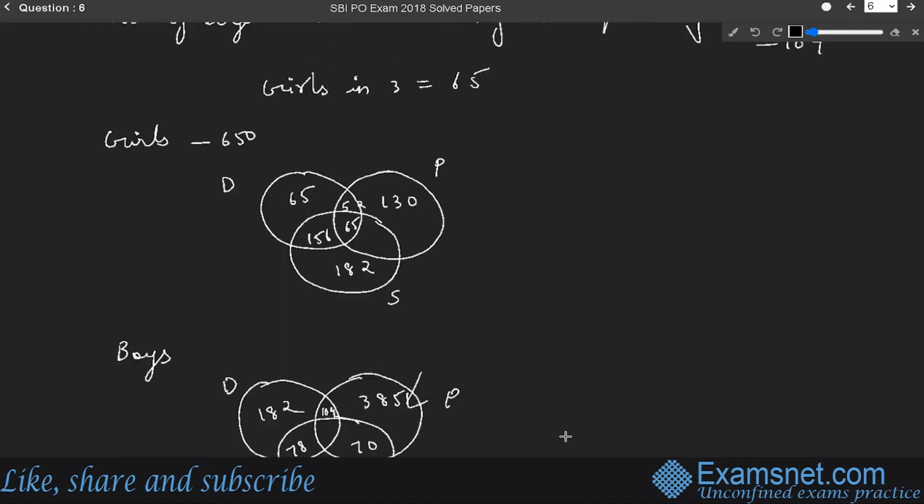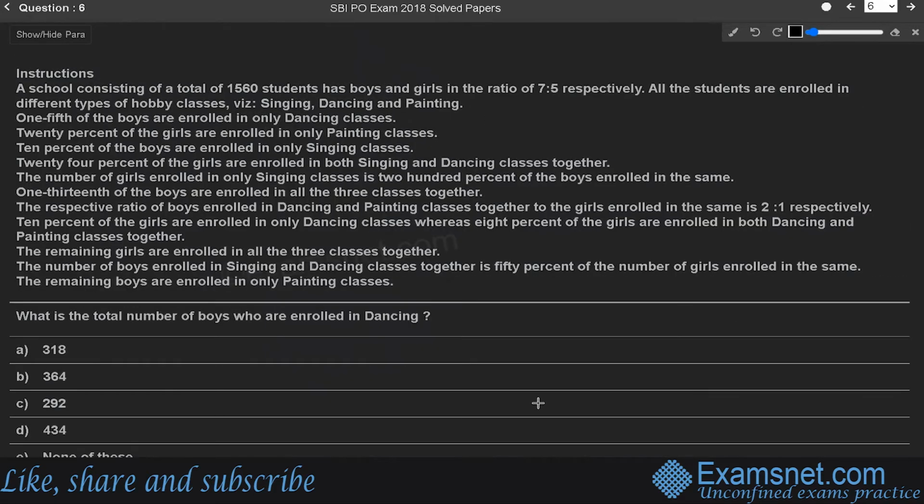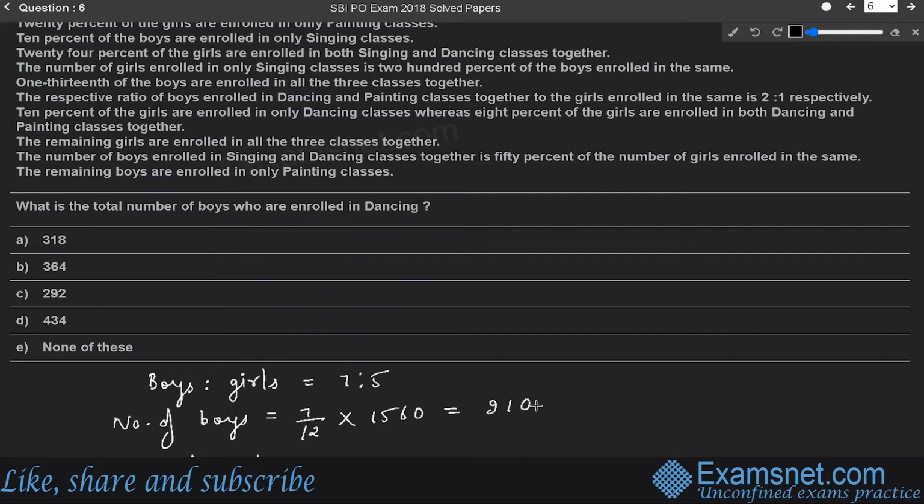So therefore, we can say that the correct option for this question is option number D, which is 434. I hope this question is clear to you.